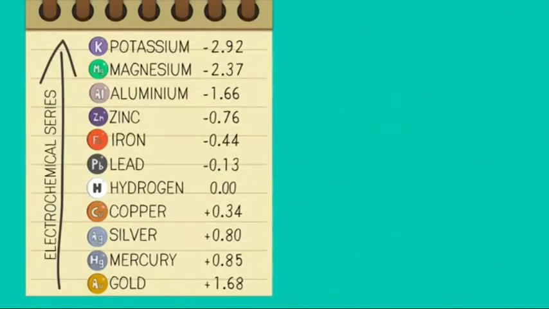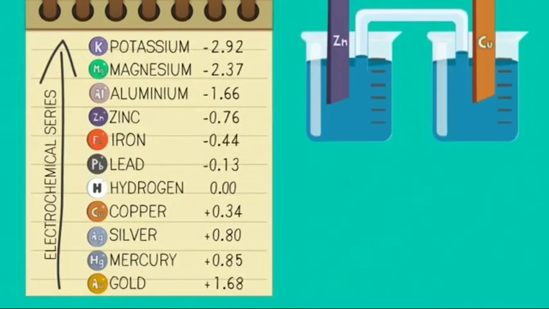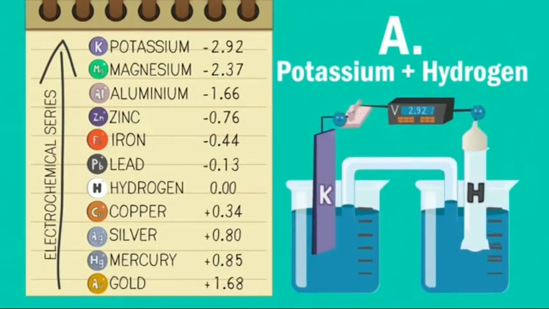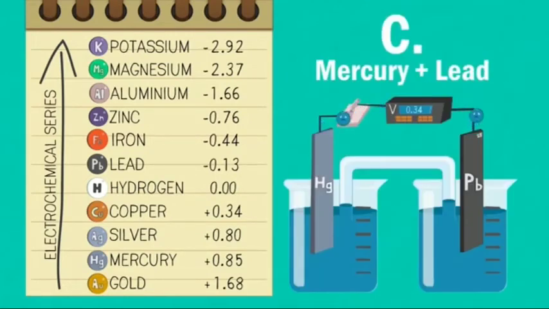Using the electrochemical series, can you predict the direction that the electrons will travel towards for the following pairs of metals? The electrons always move from the metal with the more negative electrode potential to the more positive electrode potential. Pause the video and continue when ready. For A, the electrons move from potassium to hydrogen. For B, the electrons move from zinc to copper. And for C, the electrons move from lead to mercury.